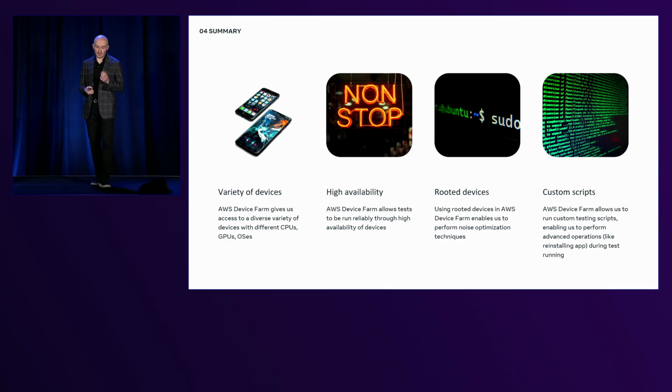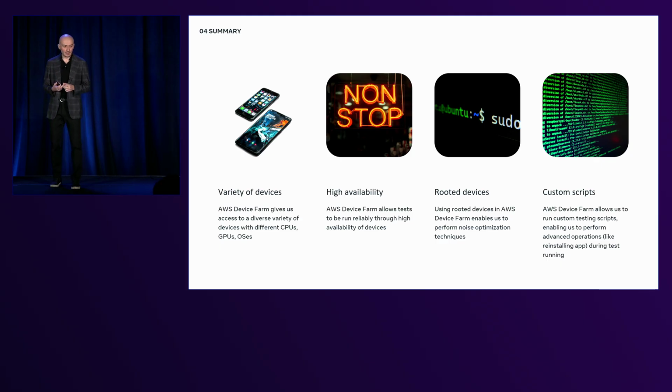The rooted devices are the next area where it's especially useful for us. I did talk about terminating some of the processes that use a lot of the CPU, as well as CPU frequency manipulation. We wouldn't be able to do it without rooted devices. And last but not least, customization scripts allow us to do, let's say, a lot of random things. A great example is setting up the proxy to record all the communications between the app and a server and mocking it, or reinstalling the app in the middle of testing.